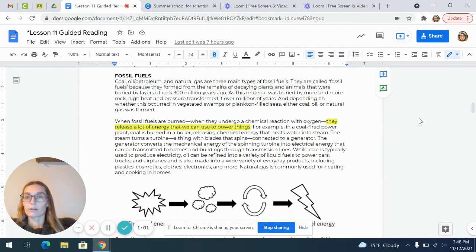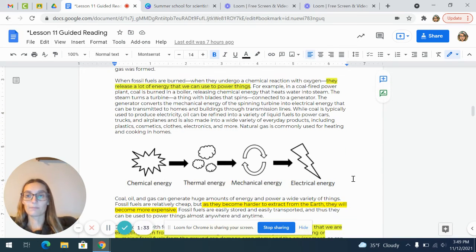So coal, oil or petroleum, and natural gas are three main types of fossil fuels. They're called fossil fuels because they formed from the remains of decaying plants and animals that were buried by layers of rock 300 million years ago. As this material was buried by more and more rock, high heat and pressure transformed it over millions of years. And depending on whether this occurred in vegetated swamps or plankton-filled seas, either coal, oil, or natural gas was formed.